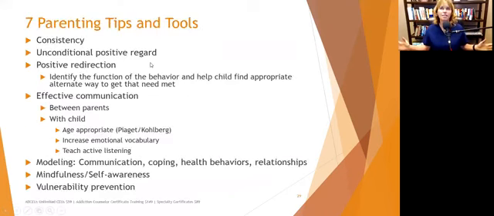So, seven parenting tips and tools. We're almost to the end, people. Promise. Consistency. Be consistent in what you do, what you say, what you expect. Provide unconditional positive regard, remembering to love the child and dislike the behavior. Provide positive redirection by identifying the function of the behavior that you don't like and helping the child find an appropriate alternative way to get that need met.